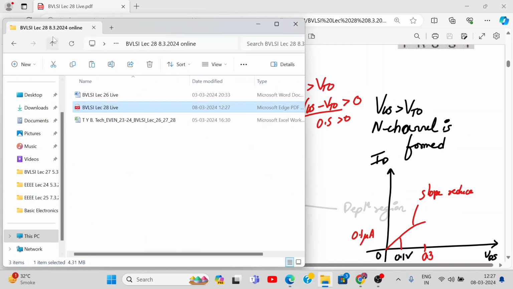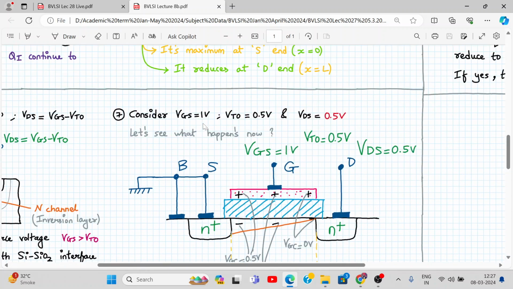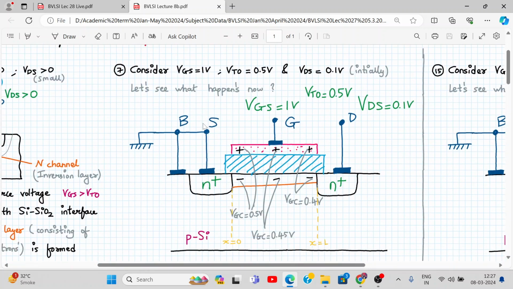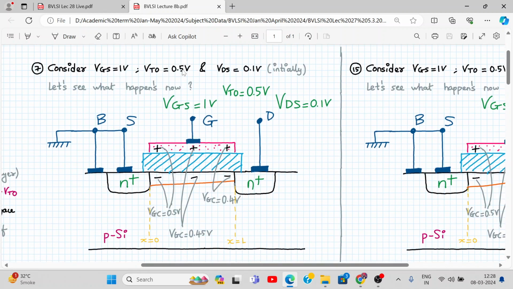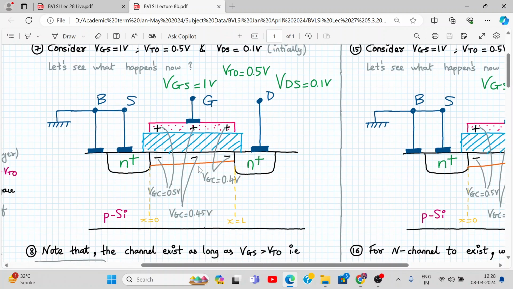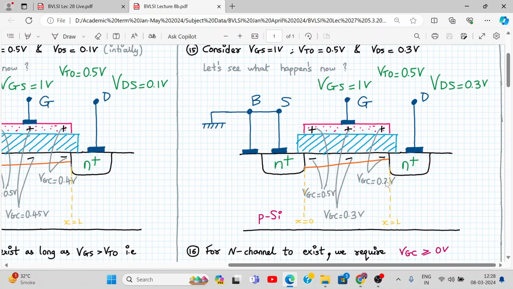I'll show it to you. Just wait. All this is taken from there only. So this is what I was telling you. I hope this is clear to you. So earlier we have taken VDS as a slightly voltage difference. VGS is 1 and VTO is 0.5, so the difference is 0.5 only. VDS is 0.1 initially, so here is the tapered channel. Now we applied 0.3. So for 0.3 here we get 0.2, here we get 0.3 and here we get 0.5, right? Gate to channel voltage. Because of that, the channel has tapered here.